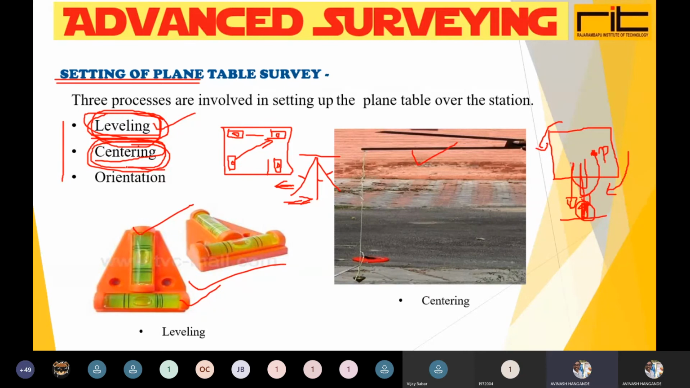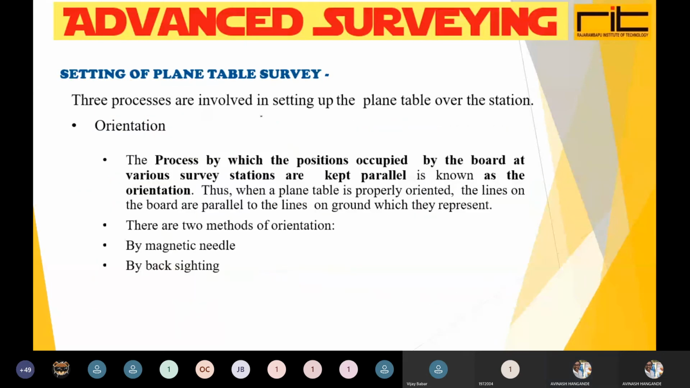And the third point, which is very important, is the orientation. Orientation is nothing but aligning your plane table with the previous station points. So main is the orientation. So what is the orientation? It is the process by which the positions occupied by the board at various stations are kept parallel. So that is known as the orientation.